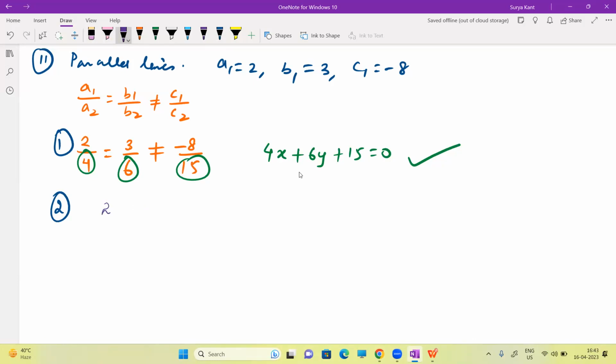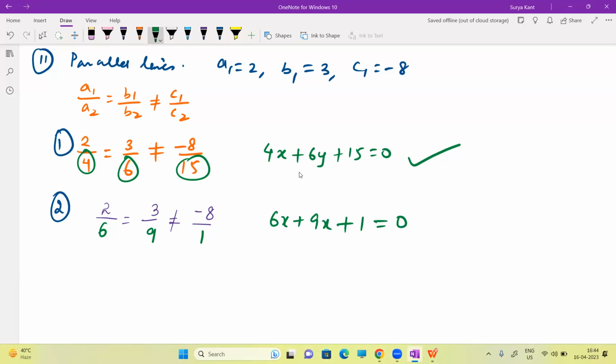See, A1 is given as 2, B1 is given as 3, and C1 is given as -8. Now you tell me what can be written over here so that A1 by A2 equals B1 by B2 and is not equal to C1 by C2. You just tell me the down part here. 6, 9, and then like 16, no. 24. Anything, whatever you want to put, no problem at all. Even if you write 1, not a problem, okay? Okay, sir. So 6x plus 9y plus 1 is equal to 0.